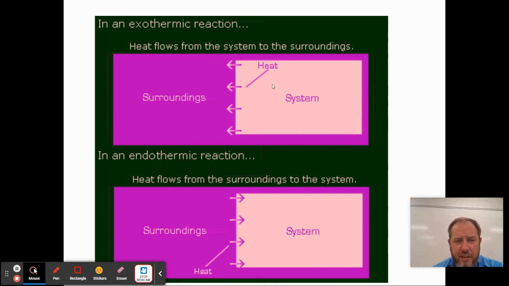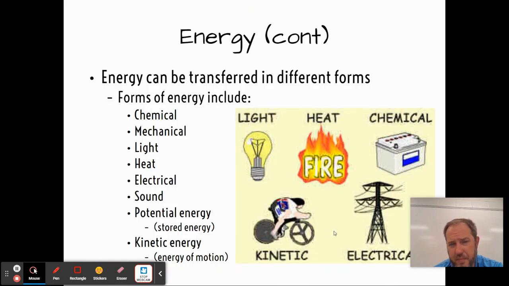If you have an exothermic reaction, you have heat leaving the system and going to the surroundings. That's what makes it exothermic. And in an endothermic reaction, you would have the opposite: the heat is going from the surroundings into the system. There's a bunch of different forms of energy, and you're going to work through some simulations that'll help you get more familiar with those energy conversions, the energy changing forms from one to another.